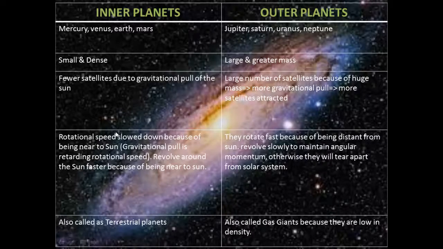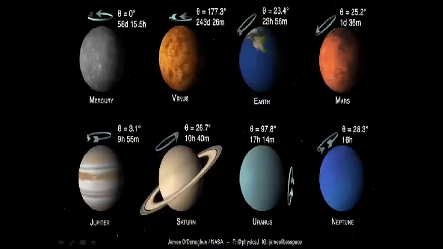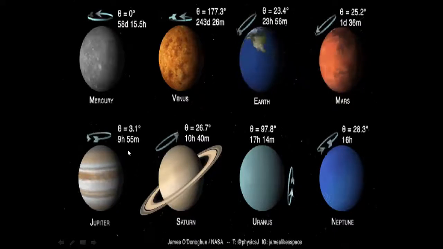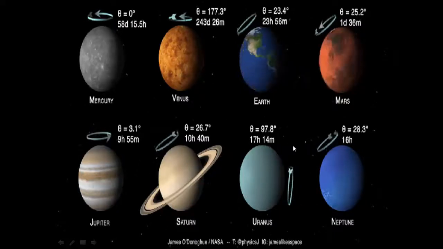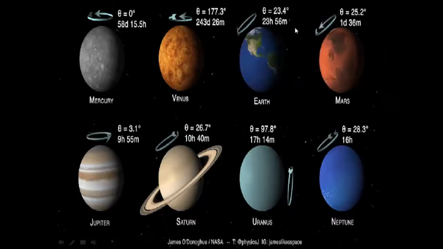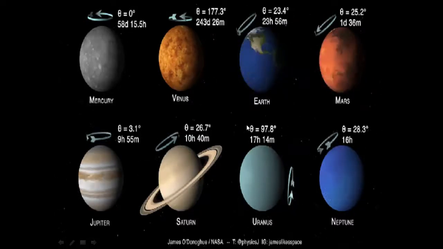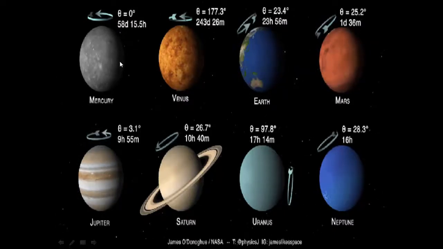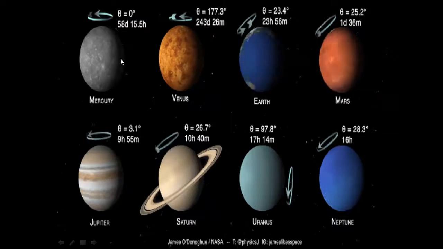Now, what about rotational speed? The rotational speed of inner planets is very slow as compared to outer planets. Why is it so? Here we have seen the rotational period also: for the outer planets it is at most 17 hours, but for the inner planets it goes to 1 day, so it is reduced by approximately half. Why is it so? Because all the planets are rotating from west to east.